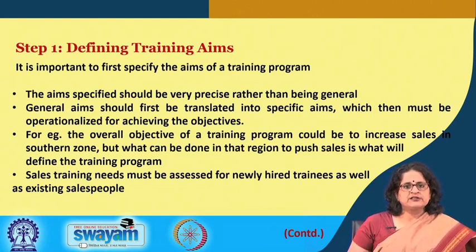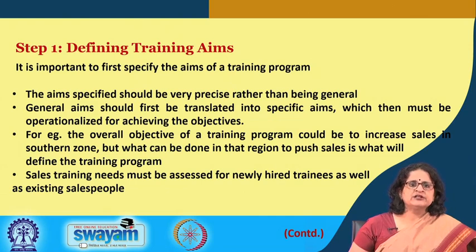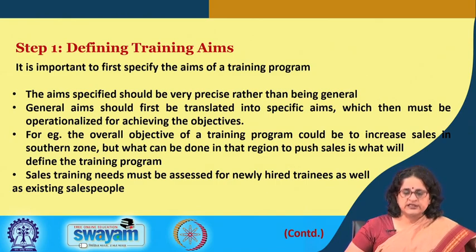It's very important to define the aims, as I said, because unless you define the training aims, you would not be able to reach the desired objective. So aims specified should be very precise rather than being very general. General aims can be decided, but then they have to be translated into specific aims, which then must be operationalized for achieving the objectives. For example, if the overall objective of a training program is to increase sales in the southern part of the country, what should be done in that region to push sales is what will define the sales training program. So sales training needs must be very carefully assessed for newly hired recruits, trainees, as well as for the existing salespersons.